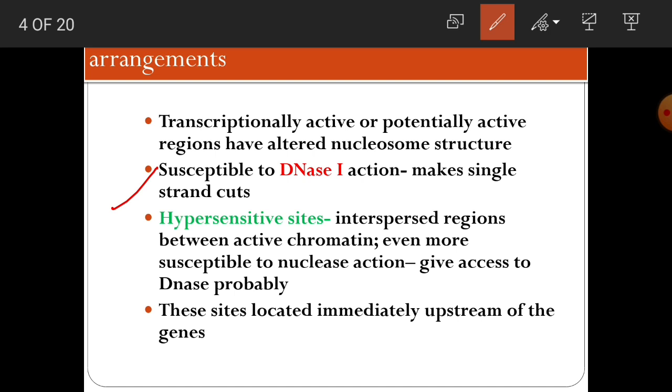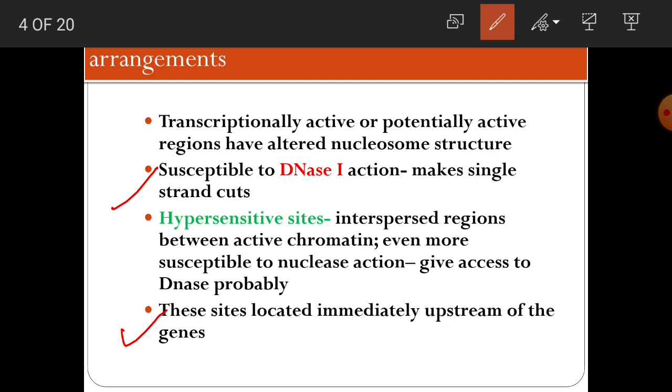They are even more susceptible to nuclease action, giving access to the DNA probably. So, these are all newer terms that you will be coming across, and usually these are present just upstream of the genes that are being expressed. So, these are the hypersensitivity sites. They are present apart from this active chromatin and a little upstream, so that from there the transcription actually starts.